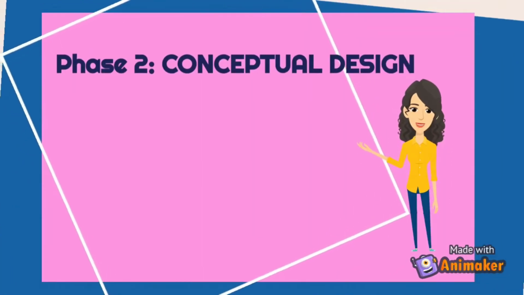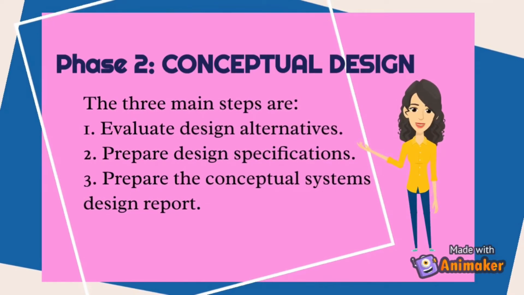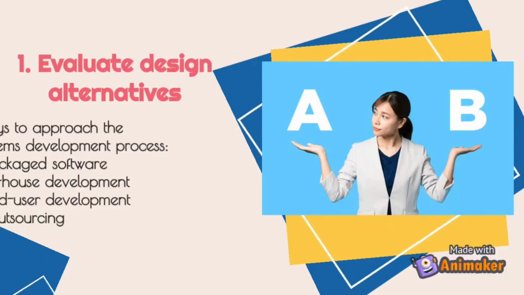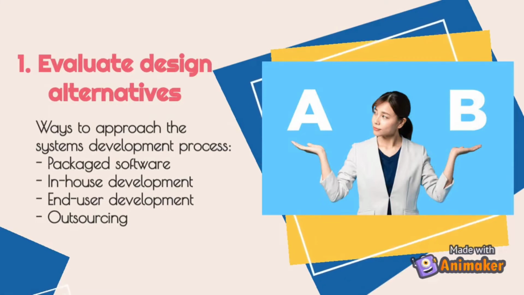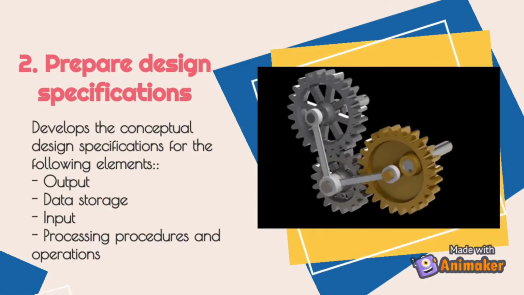The second phase is conceptual design. There are 3 steps to complete conceptual design. The first step is to evaluate design alternatives. There are 4 ways to approach the system's development process, which are package software, in-house development, end user development, and outsourcing. Next, the company has to prepare design specifications.